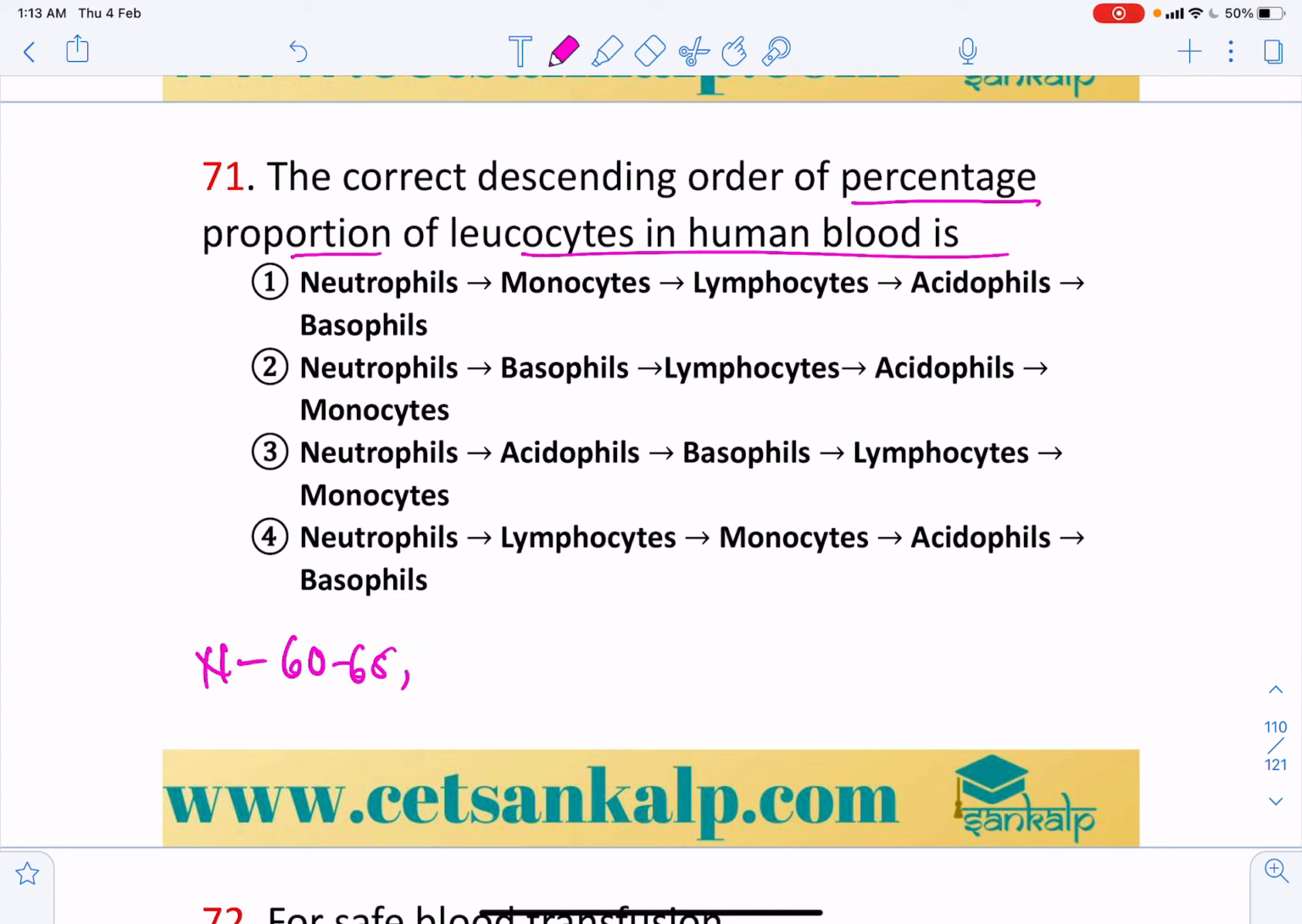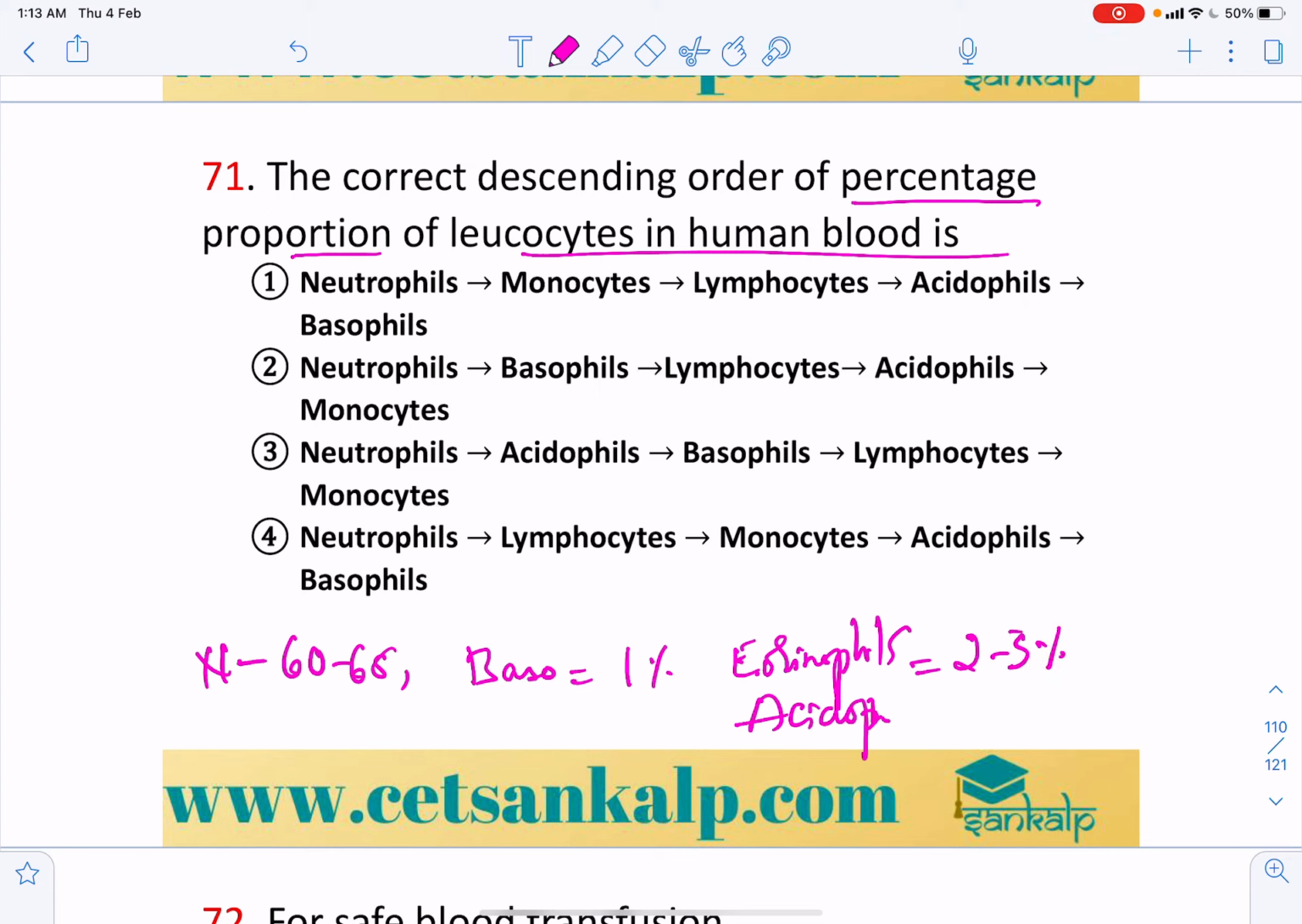And then basophils, something around 1%, we have mentioned that. And then the eosinophils, which are also called acidophils. Keep it in mind, eosinophils are also called acidophils, and these are something around 2 to 3%. And next after that, monocytes 6 to 8%. These are agranulocytes, so 6 to 8%. And lymphocytes are generally 20 to 25%.